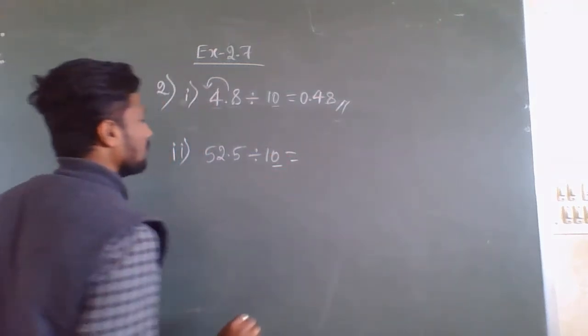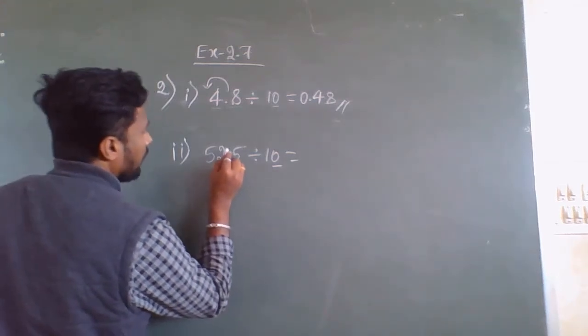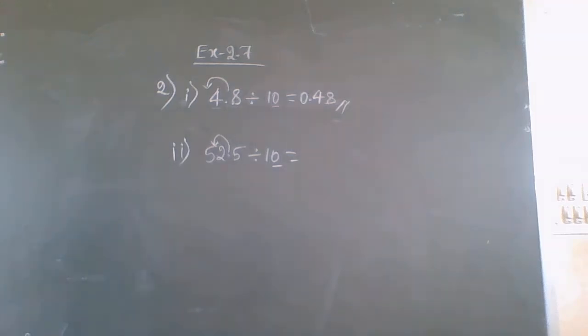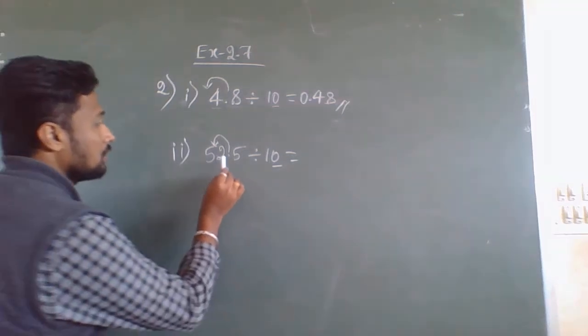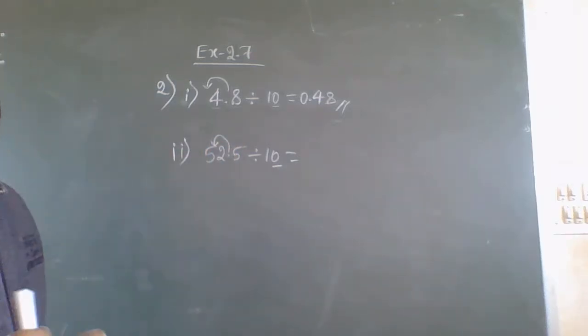Only one zero is there. So what should we do now? We should move this decimal point one step towards left side.